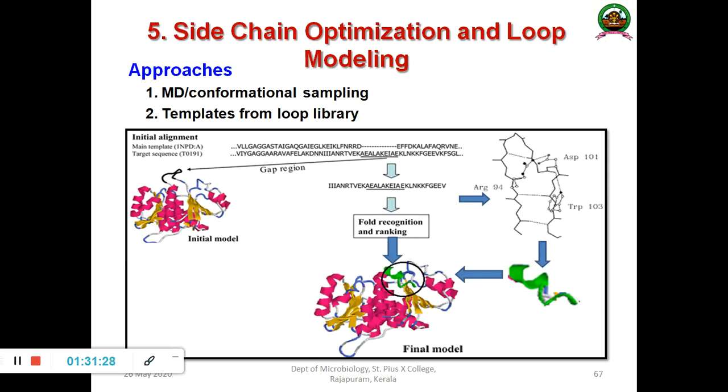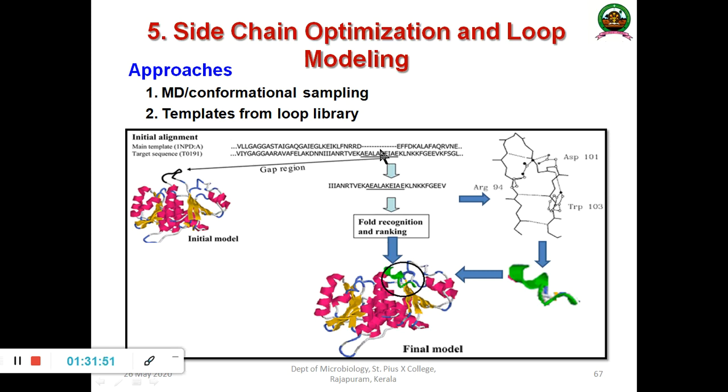Now you have made the model. The next thing is side chain optimization and loop modeling. This is an advanced aspect of molecular modeling. Generally it will be very difficult to do normal modeling. What I wanted to tell you is, here you can see in the initial alignment, the first line is an alignment.